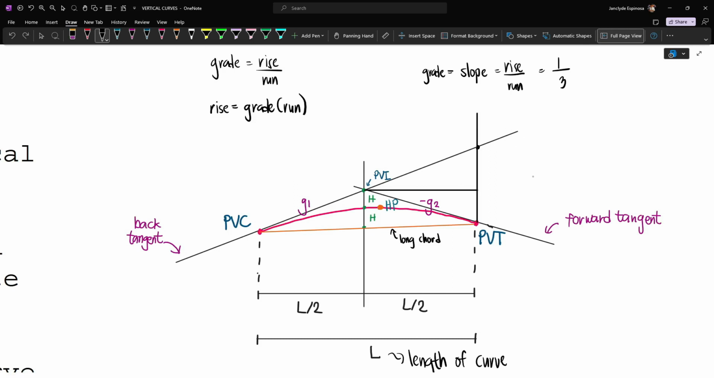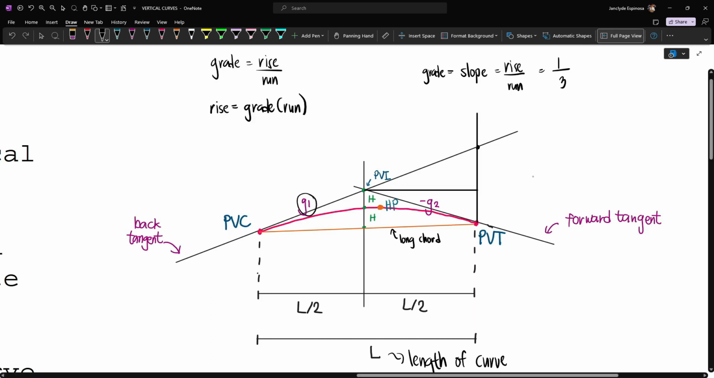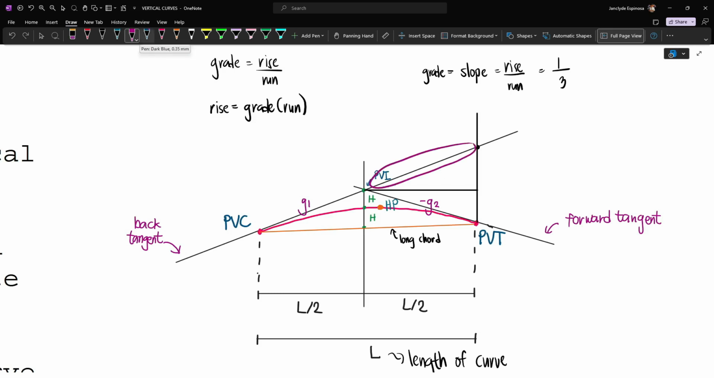Now we have defined that rise is equal to grade multiplied by run. If the grade of the back tangent is G1, then the grade of this line must also be G1 because they are both along the same line, so they must have equal slopes.